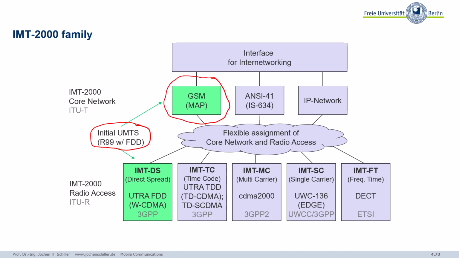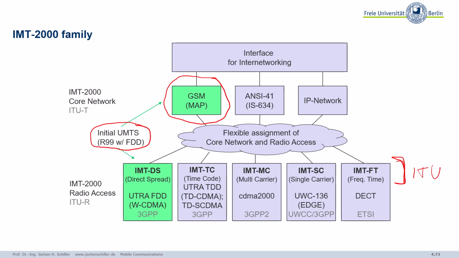Radio access is defined by the ITU-R, the radio section. And here exactly we had the problem. We could not agree upon a single standard. So in the end, the family contains 5 different standards. The ITU calls them IMT, International Mobile Telecommunications. So these are the ITU acronyms.